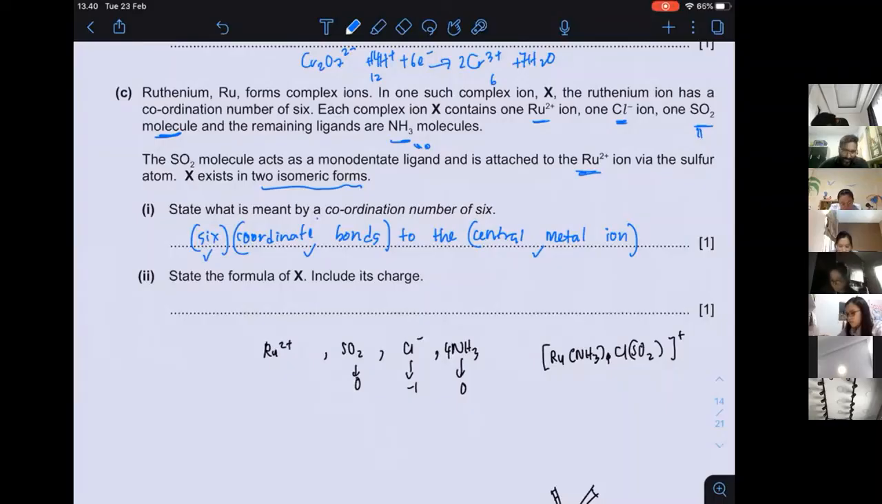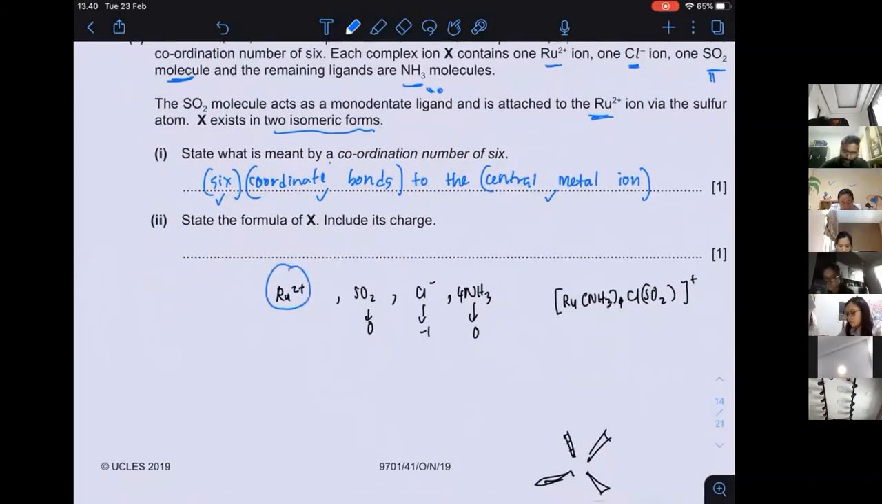Okay, now state the formula of X, include its charge. So we need to state the formula of X and include the charge. So here I have Ru2 plus, and then you have 1 molecule over here, another 1 molecule over here, and then 4 molecules of ammonia. When I write down, it will be Ru, then I have SO2, so I put SO2, and then I have Cl minus, so no need to put the minus, just put 1 Cl, and then ammonia, NH3 is going to be 4, then you put a bracket.